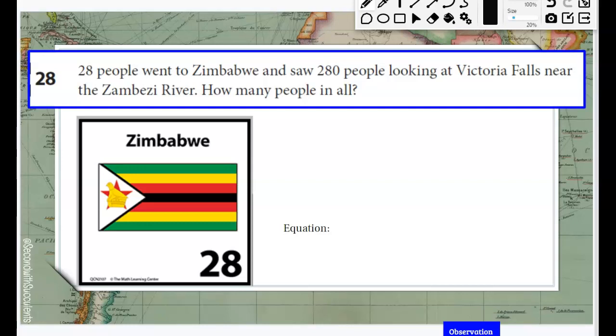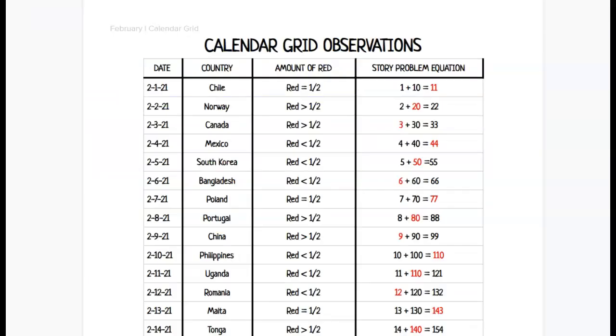Before we go today, I want to have one last look at our calendar grid observation chart for February. We saw many patterns that repeated in our story problem equations. We noticed that for every day, the date of the month matched the first addend in our equations. On February 1st, our first addend was 1. On the 2nd, our first addend was 2. You also noticed that our second addend was counting by tens.